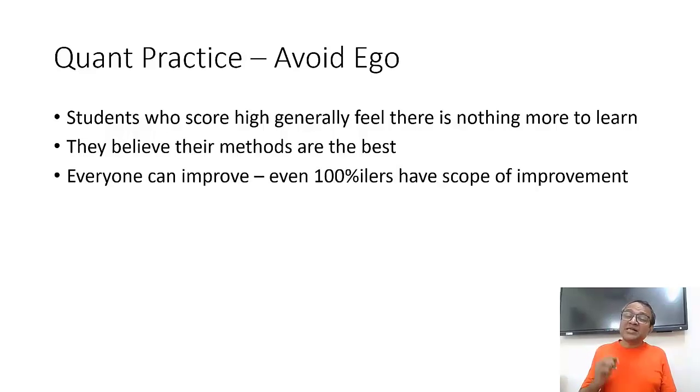Remember, even 100 percentilers have scope for improvement. So no matter what level you are at, there is always scope for improvement. So look out for it. Keep on searching for better. Don't have the ego of saying I am the best, because that could be a downfall.